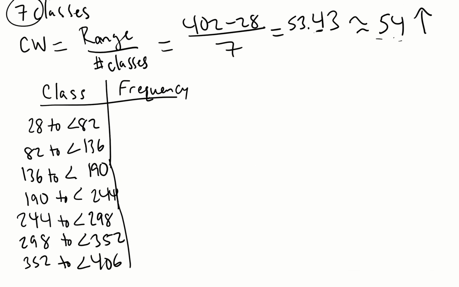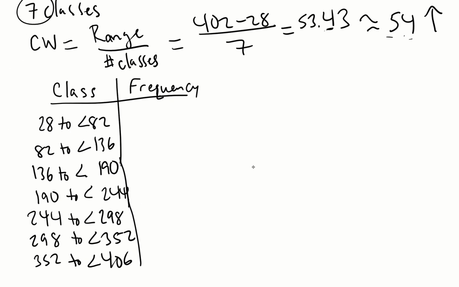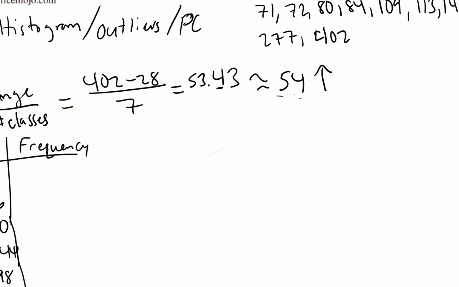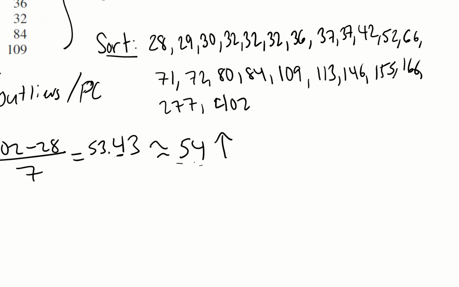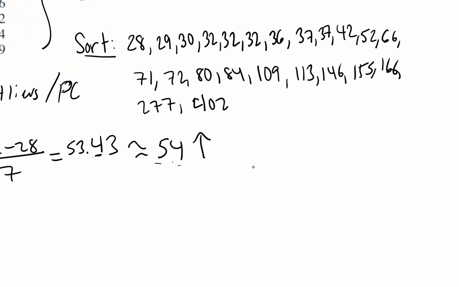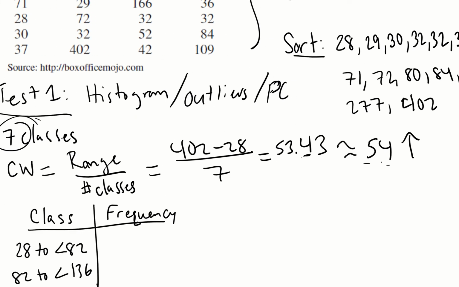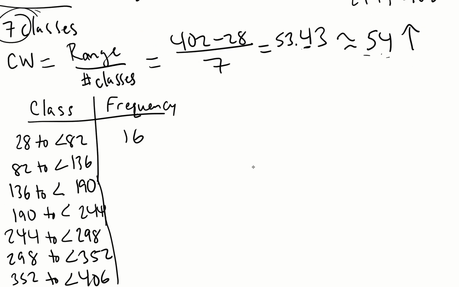So now we're going to take our ordered list and see how many numbers belong in each category. How many numbers belong between 28 and 81? I said 81 because that's less than 82. So from 28 to 81, including 81, we got all of these numbers here all the way to here. So that's 16 numbers. Let's go ahead and put 16 here.